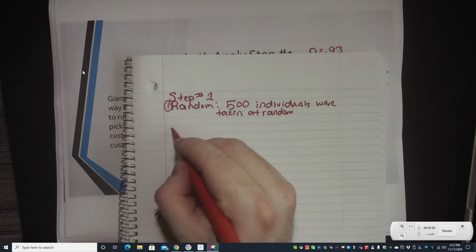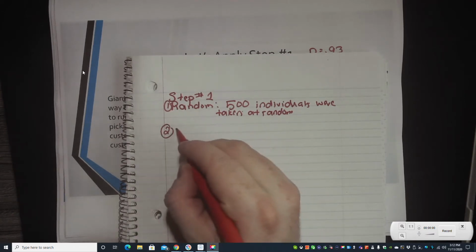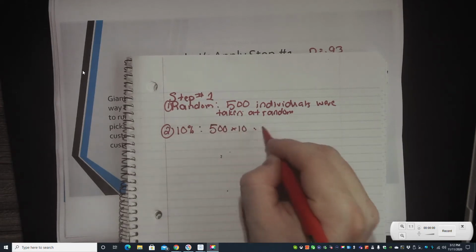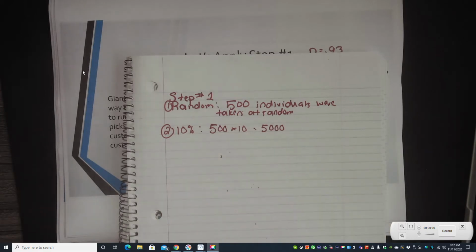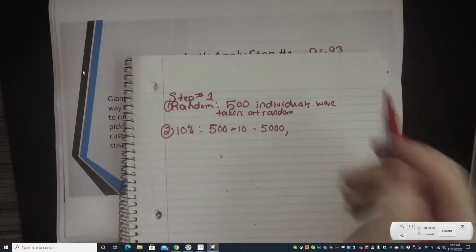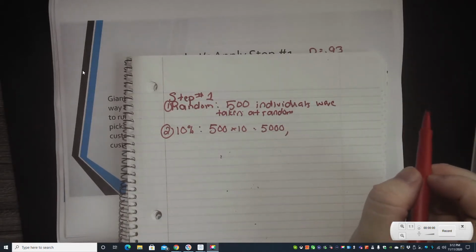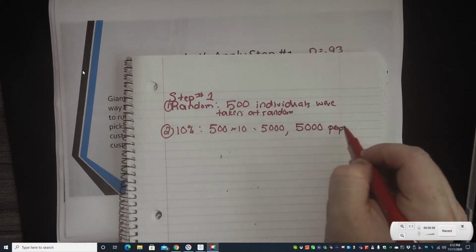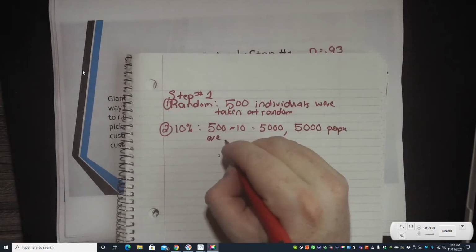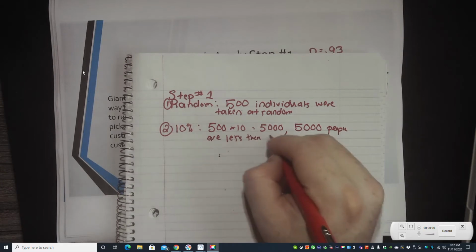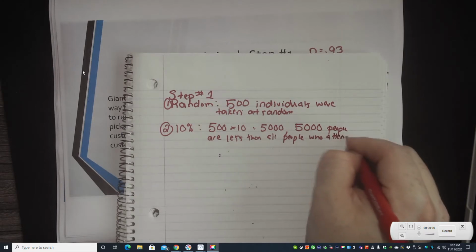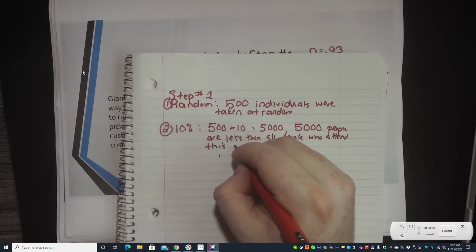Okay, and then we have our 10% condition. Say 500 times 10 is equal to 5,000. Essentially what we're going to say is 5,000 people are less than all the people who would go to this particular Giant. I'm not going to sit outside and do a survey on all the people who go in, so I'm just going to assume that it's true. 5,000 people. I think it's reasonable to assume that. Less than all people who attend this Giant.